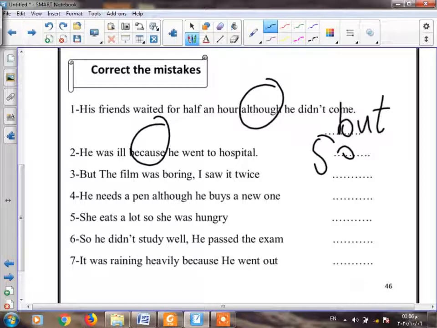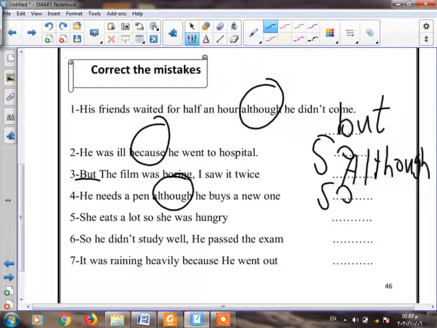I told you before but can't come at the beginning, and we start our sentence with it, so this is not correct. The film was boring, but I saw it twice, so I can use although. He needs a pen, although he buys a new one. He already needs a pen, so he buys a new one. She eats a lot, so she was hungry. She eats a lot. Why? Because she was hungry.